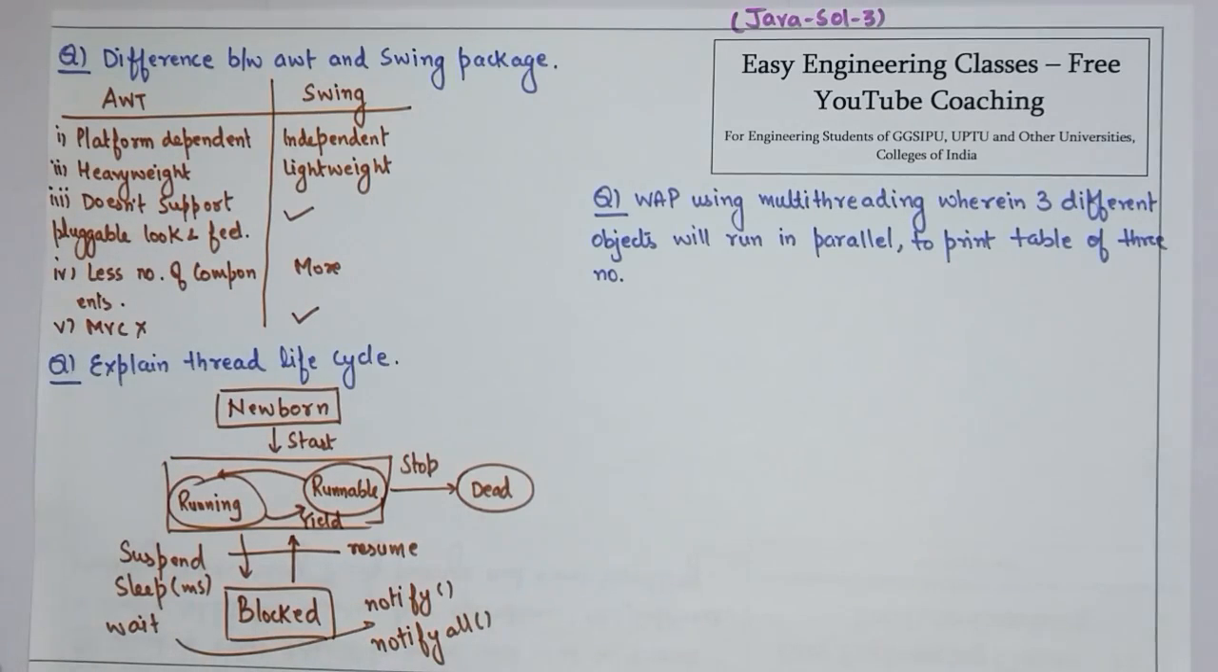The next question is write a program using multi-threading wherein 3 different objects will run in parallel to print table of 3 numbers. Now this is a very simple question.